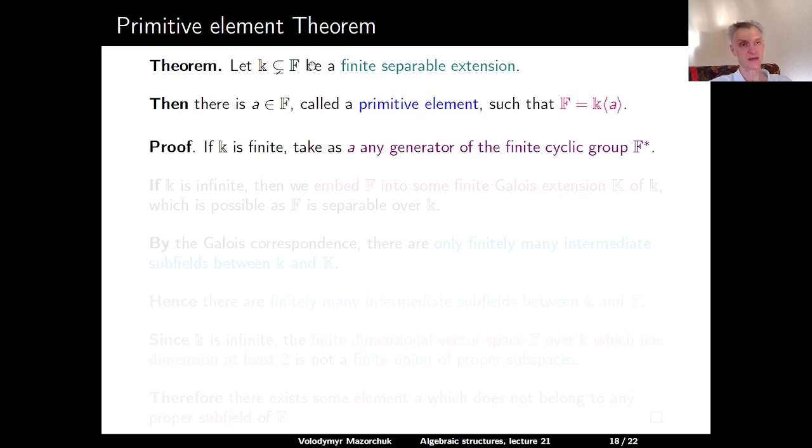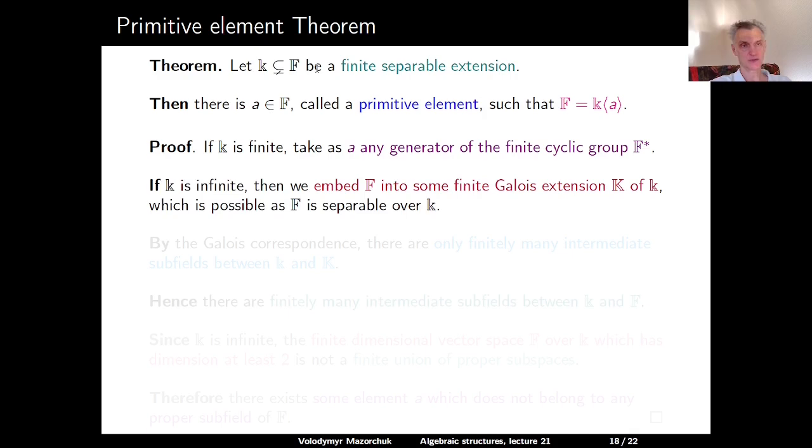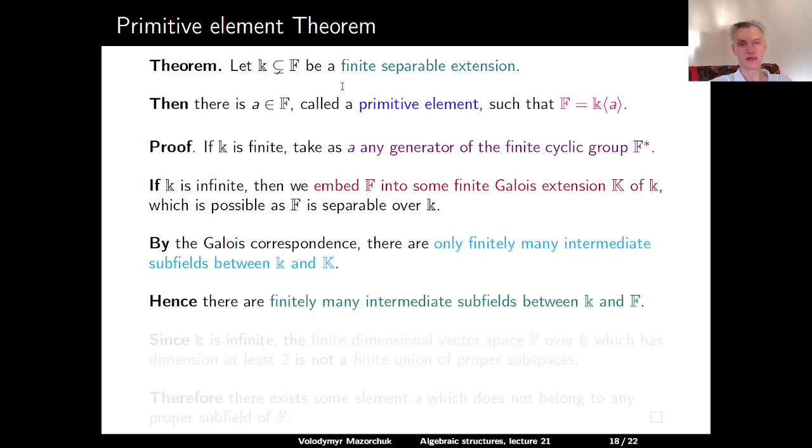Right? So if K is finite, F is also finite, its multiplicative group is cyclic, we can take the generator, and if we adjoin the generator, then of course we adjoin everything. So if K is finite, there is nothing to prove. If K is infinite, then we can embed our field F into some finite Galois extension capital K of K, because our field F is separable over K by assumption. By the Galois correspondence, there are only finitely many intermediate subfields between little k and capital K, which means that there are only finitely many intermediate subfields between little k and F.